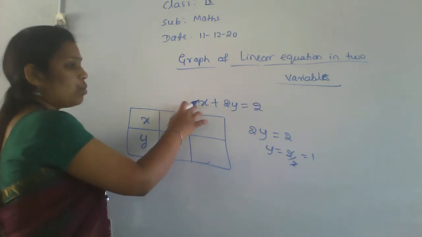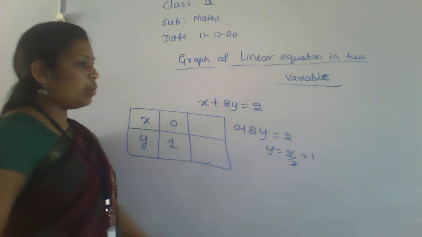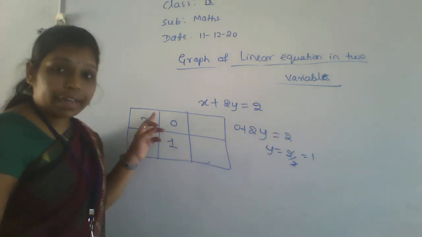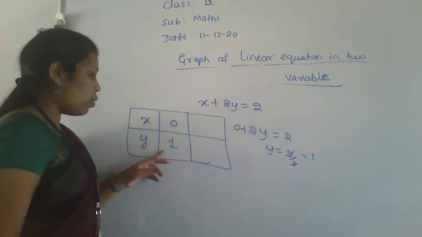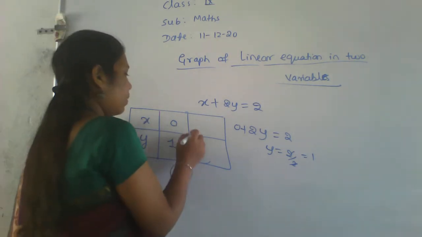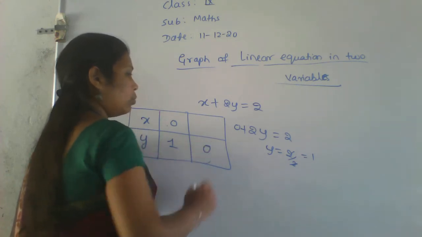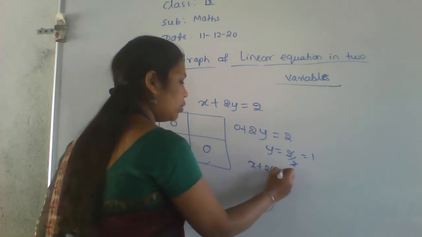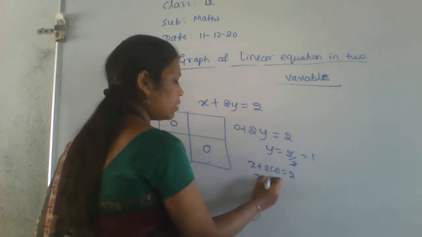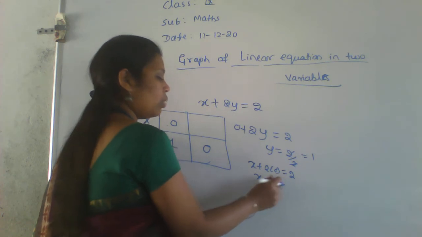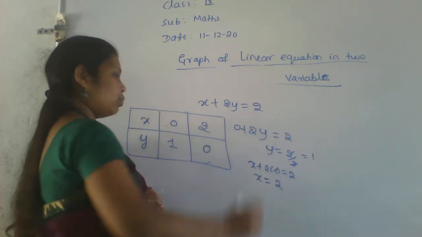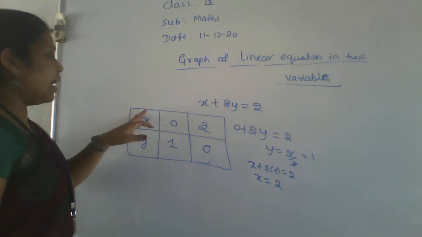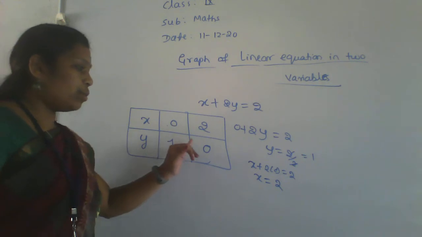If x is equal to 0, then 0 plus 2y, so y is equal to 2 by 2. That answer is 1. If x is equal to 0, then y is equal to 1 we are getting. If y is equal to 0, substitute here y is equal to 0. That is x plus 2 into 0 is equal to 2. 2 into 0 is nothing but 0 only. So x is equal to what are we getting? 2. Right? If x is equal to 0, y is equal to 1. If x is equal to 2, then y is equal to 0.